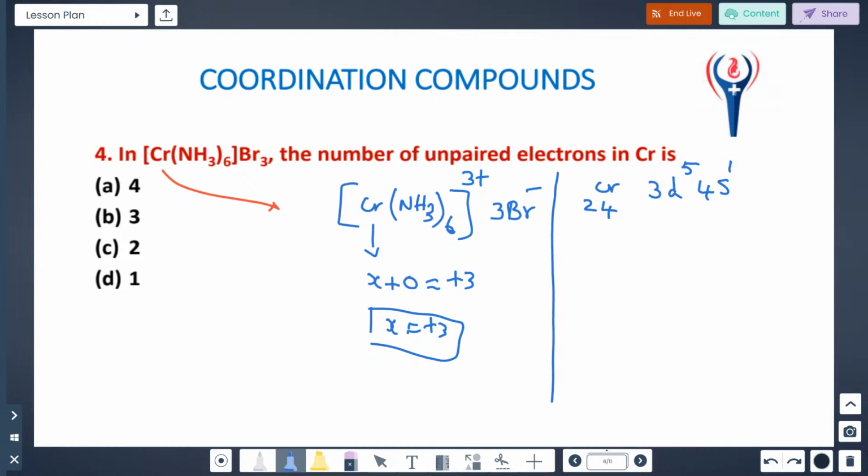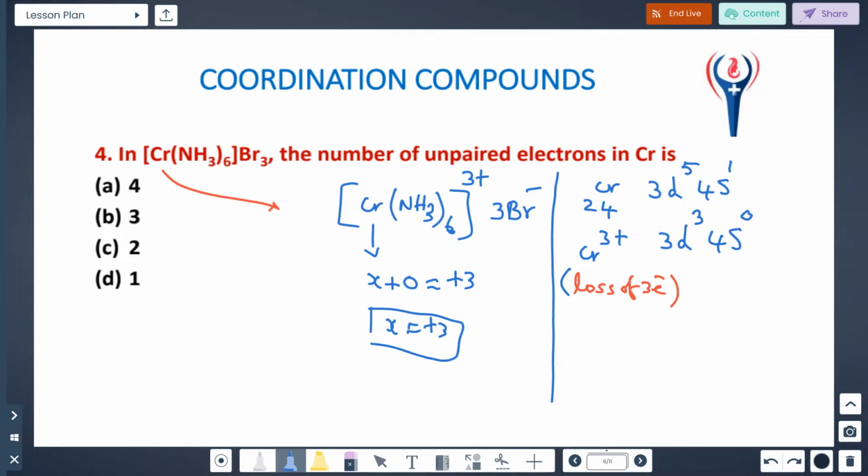This is the normal ground state of the atom. Now in this complex, the chromium oxidation state is Cr3 plus, meaning loss of 3 electrons: 1 from here, 2 from here. Understood? Now it will be 3d3, and 4s is 0. Is it correct or not?